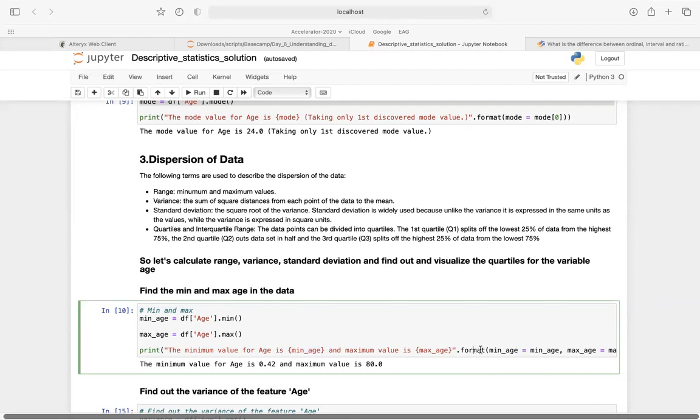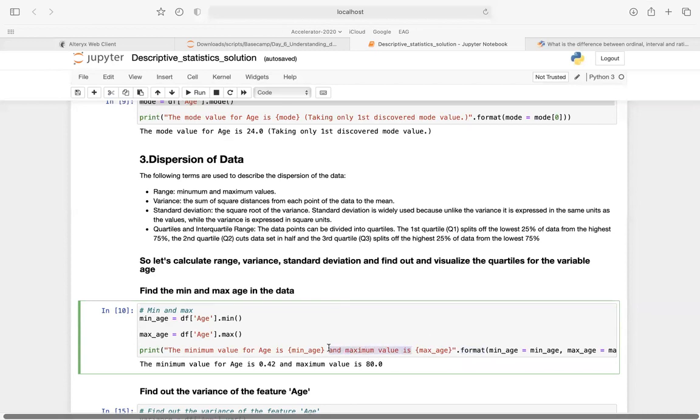It's not just this way, there are multiple ways in which you can do that. However, the most efficient way is using a dot format. So basically, it's what we call a formatted print statement. Okay. So I'm just saying the minimum value for the age is this, and the maximum value is this. So I'm introducing the variables with the static part. Does that make sense, Akshara?